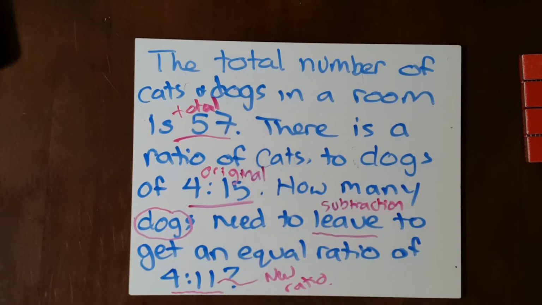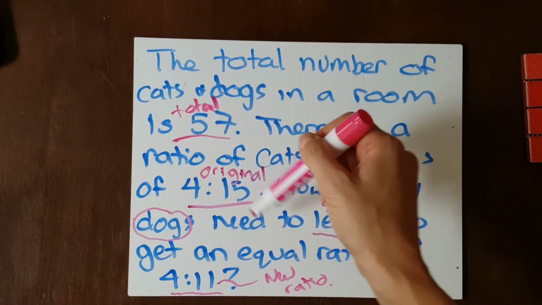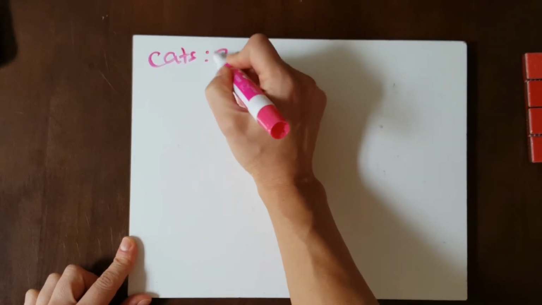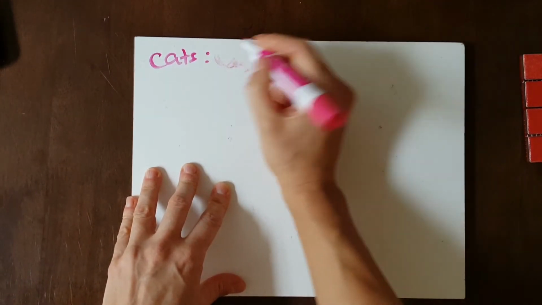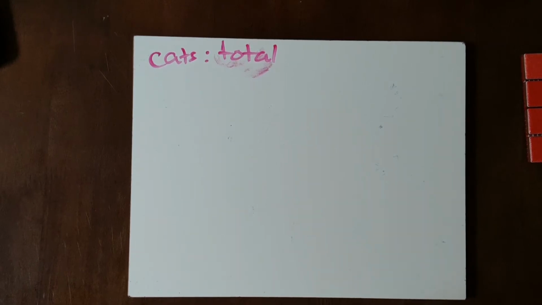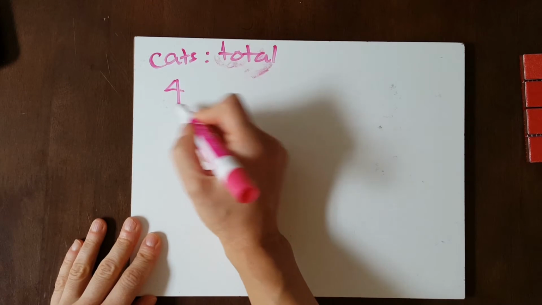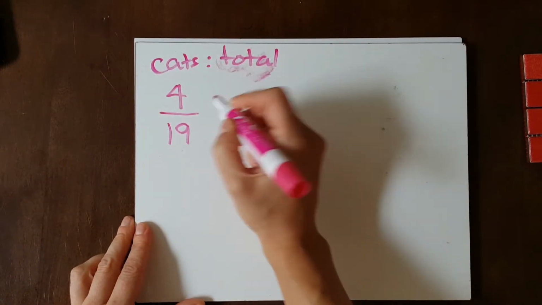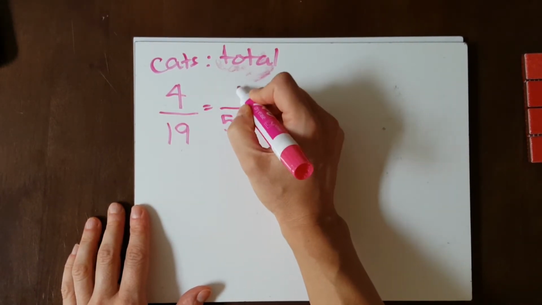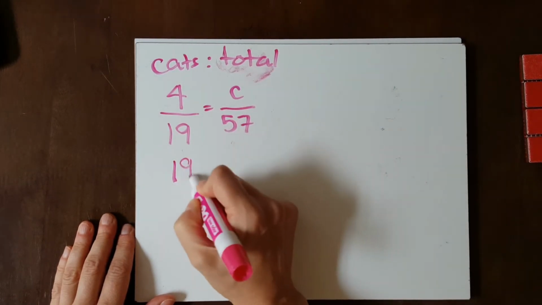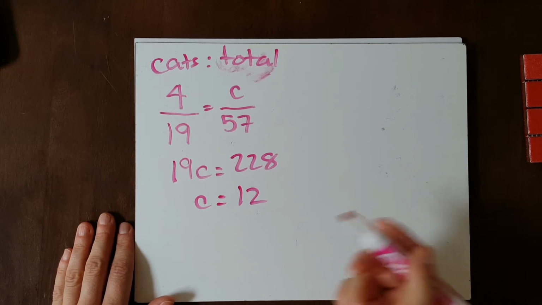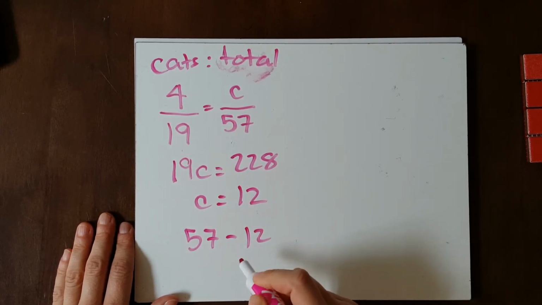The first thing, like we did before, is to figure out how many original cats and dogs there are, if we know that the total is 57 and the ratio is 4 to 15. Why don't we take our cats to our total instead of cats to dogs, because for ratios we can play around with what we're looking for. My cats are 4, and my total would be 4 plus 15, so we have 19. That's to our total, which was 57, and we don't know how many cats there are. We can use cross multiplication again, and we get 228, so my cats would be 12. That means my dogs would be 57 minus 12, which equals 45.